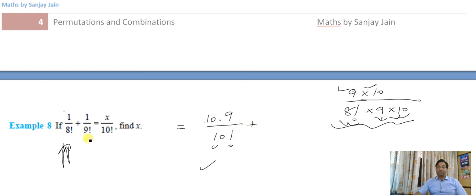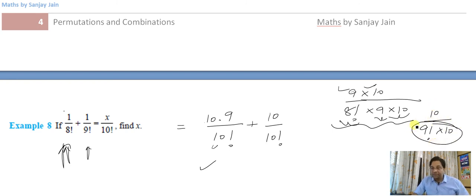Similarly, you can think about this 1 by 9 factorial. Can I write it as 10 by 10 factorial? What I have done here is, 1 by 9 factorial, I have multiplied with 10 and divided with 10. So I can do that with any number, multiply and divide with the same number. So now this has become 10 factorial. 10 into 9 factorial is 10 factorial. So this is my left hand side, and on the right hand side I have x by 10 factorial.